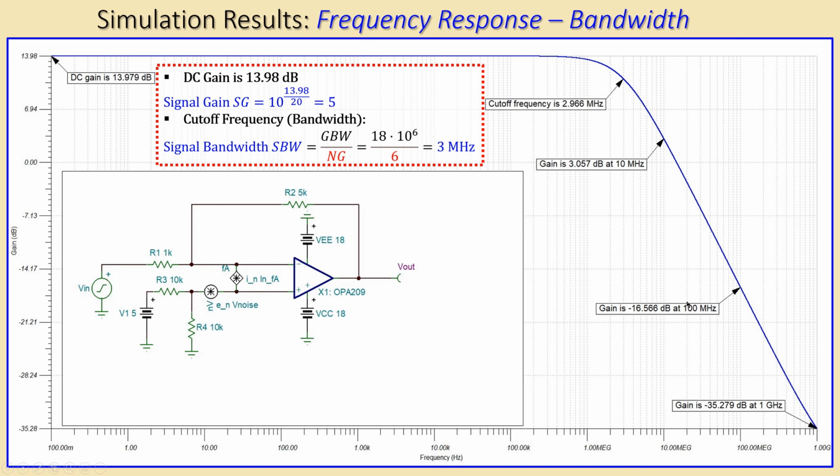If I also check another decade increase, so from 100 megahertz to 1 gigahertz, so it is then 1,000 megahertz, this must of course also have a difference of 20 dB, and you can see this difference is also very close to 20 dB. So in approximation form, this is very close to a first order system.